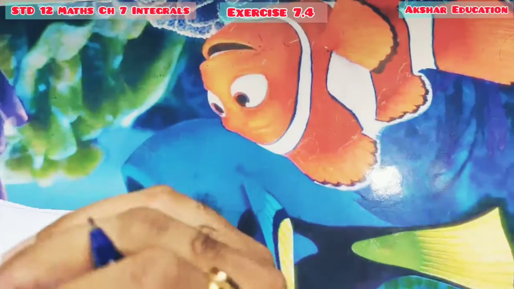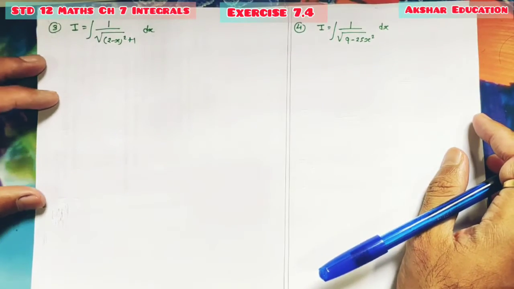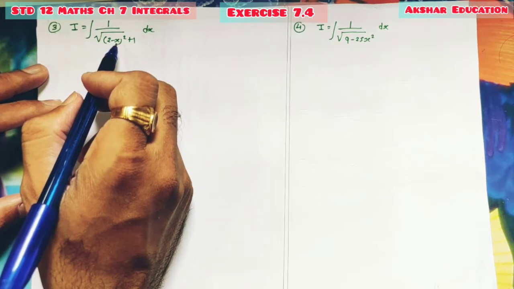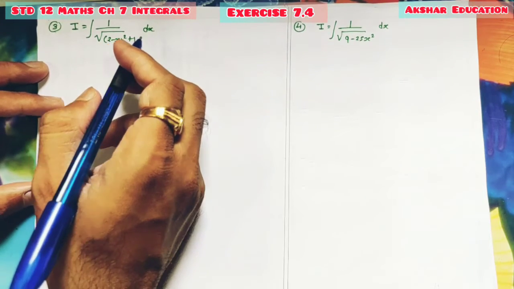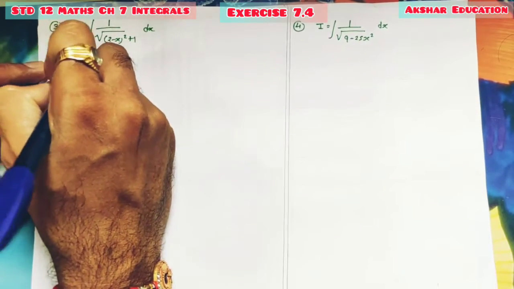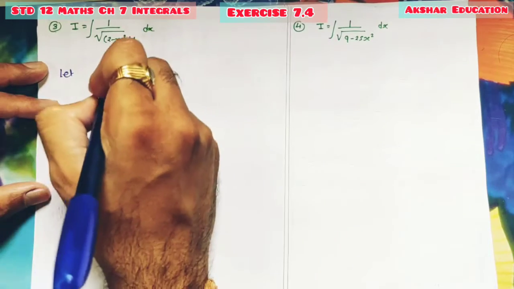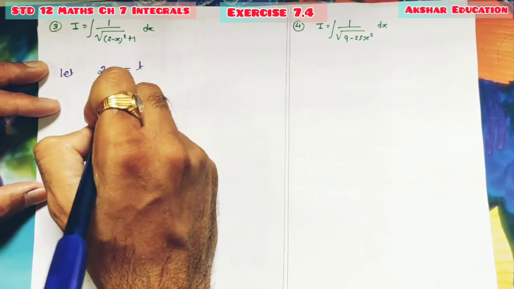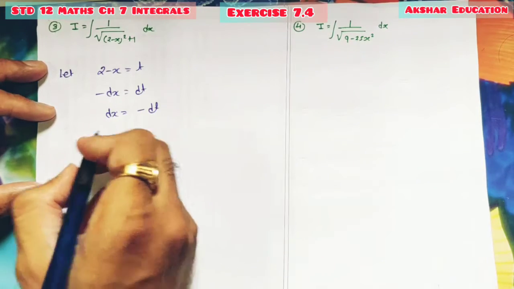Third one. Third sum. We are given integration of 1 upon square root of 2x minus 2 minus x whole square plus 1 equal to dx. Here, taking the substitution 2 minus x equal to t, we get minus dx equal to dt, and therefore we can replace our dx with minus dt, taking this minus 1 as a constant.